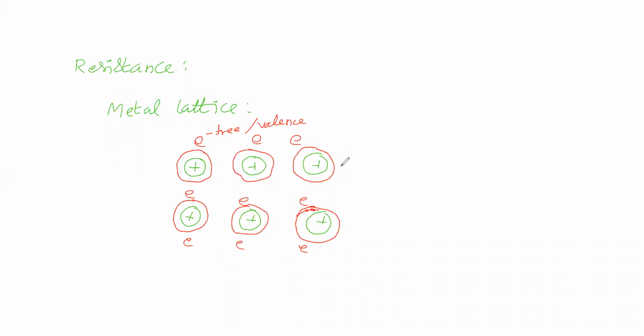Now, due to kinetic energy, this nucleus and bound electron cloud will vibrate. It is vibrating up and down, or side to side, left and right. Anyway, vibration is possible. So this nucleus and bound electron cloud is undergoing vibration in all the cases.